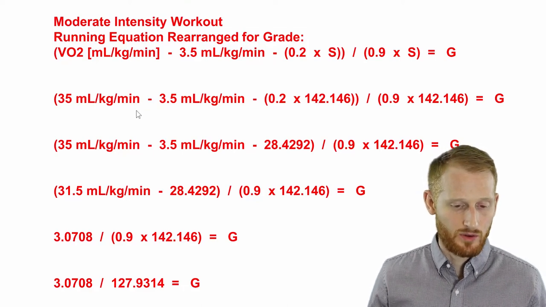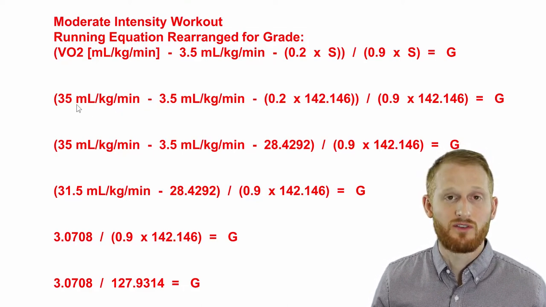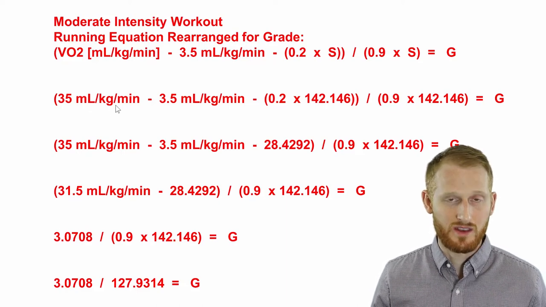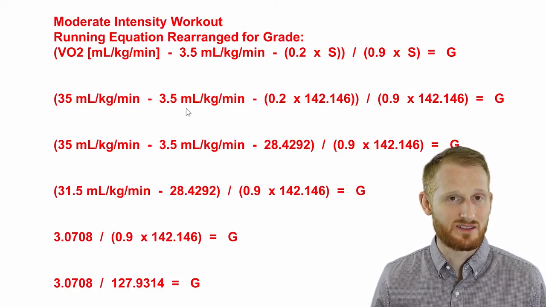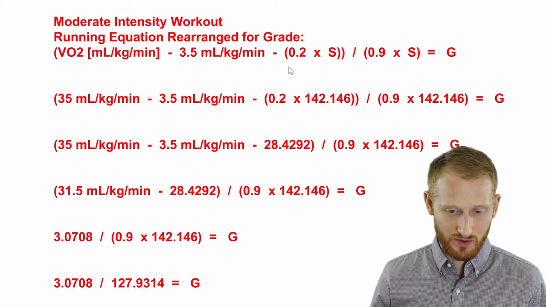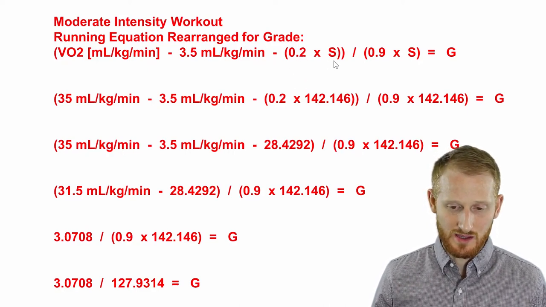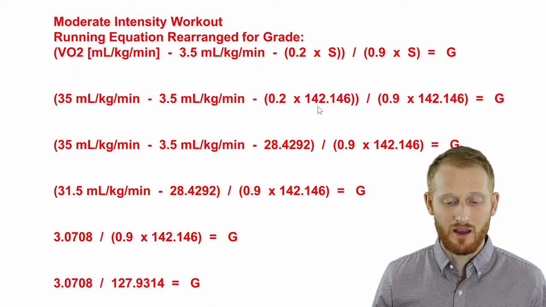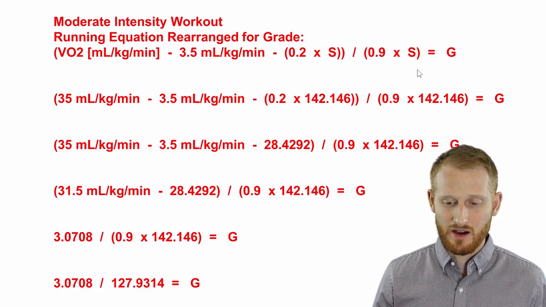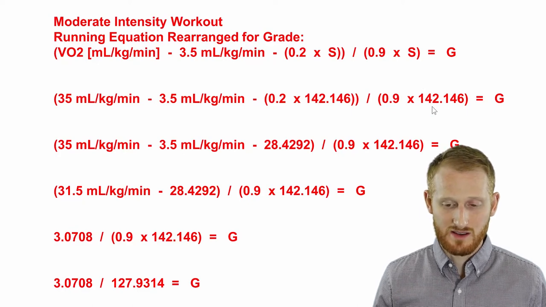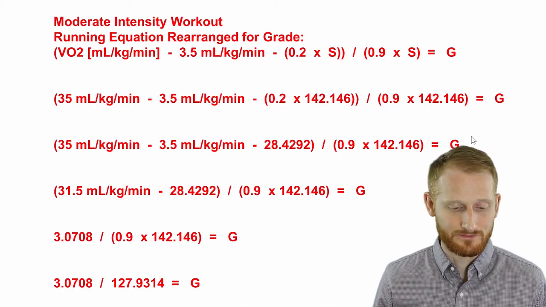All right, so plugging everything in, we gave 35 mLs per kg per minute for the oxygen consumption that they were shooting for with this exercise bout. We have the same 3.5 here that represents the resting components. The 0.2 is just another constant here. The speed in meters per minute that we calculated is 142.146. Then we have, again, another constant here with the 0.9, another time we're entering speed, so another 142.146, and then we still have the G for grade at the end there.